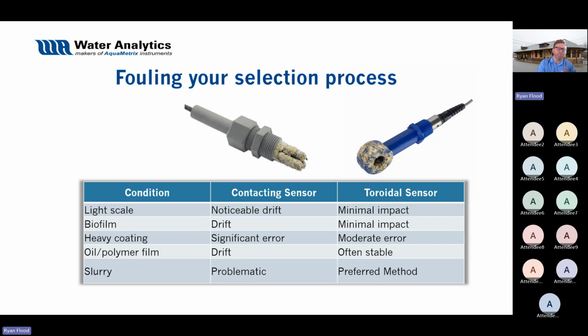If you have a nice clean water process and you know exactly what range you're measuring, right? So you know your cell constant. The contacting conductivity sensor may be a better application for you because you can get a little more resolution knowing that you're honing in on a specific range.